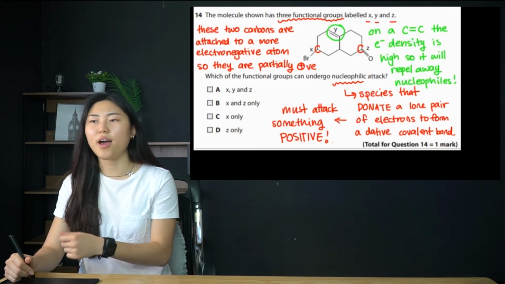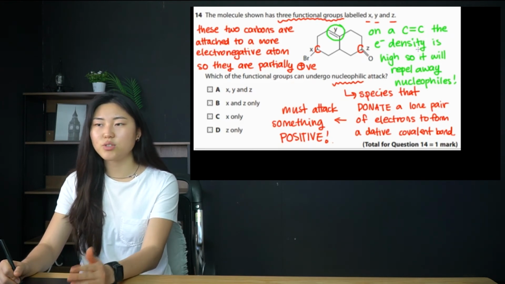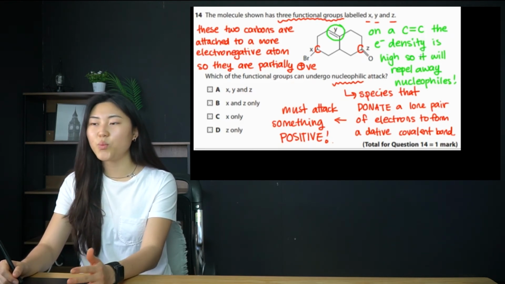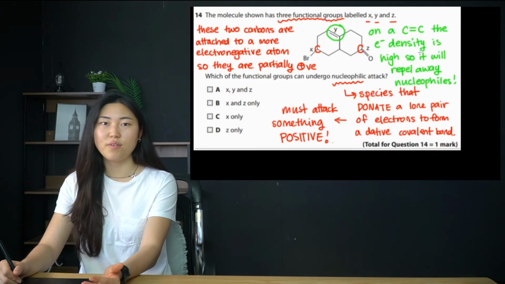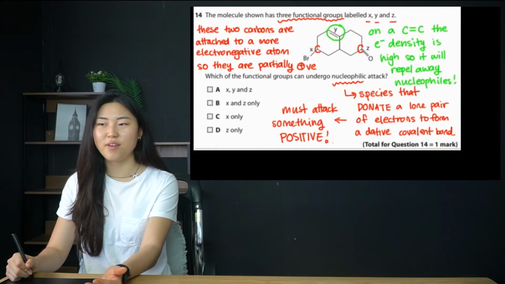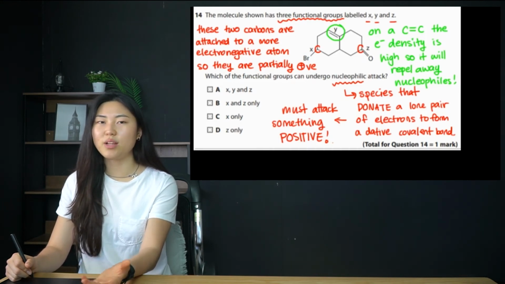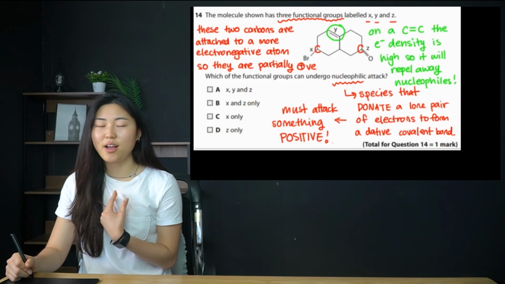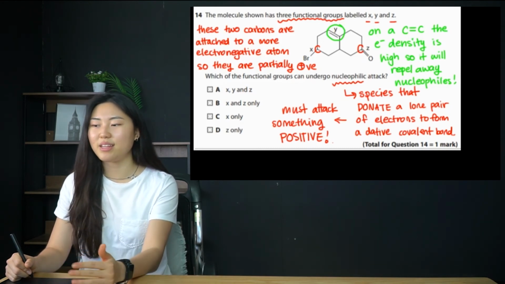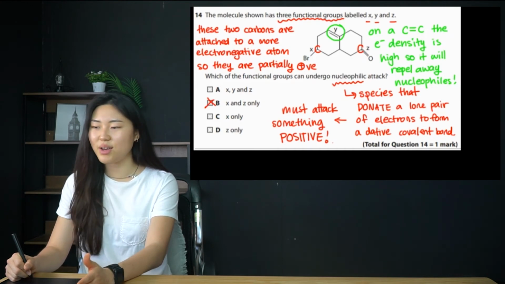If you see Y, though, on the carbon-carbon double bond, the electron density is going to be very high, so it will repel away the nucleophiles, okay? So it won't be susceptible to the attack of nucleophiles, but they will be susceptible to the attack of electrophiles, right? The ones that will accept a lone pair of electrons to form a dative covalent bond. Okay, so the answer is going to be X and Z only.